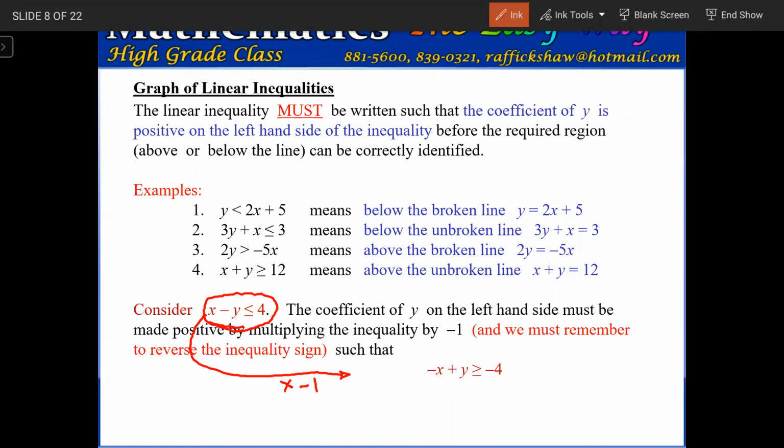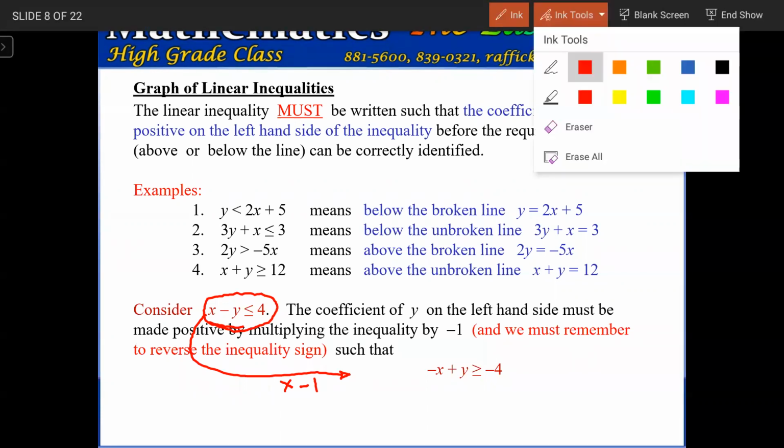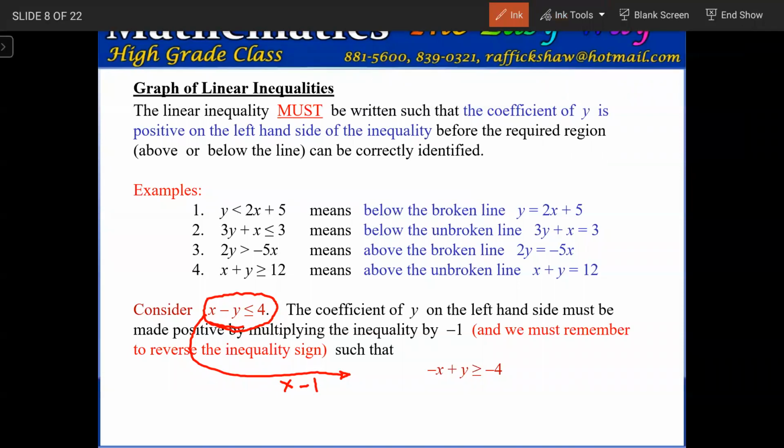And what do you notice now? The x becomes minus x. The minus y becomes positive y. The less than sign is reversed and becomes greater than. And the 4 becomes negative 4. Now on this one, because the y over here is positive, it really means above, because greater than means above. It's the same inequality, but we just adjusted it to make the y positive.